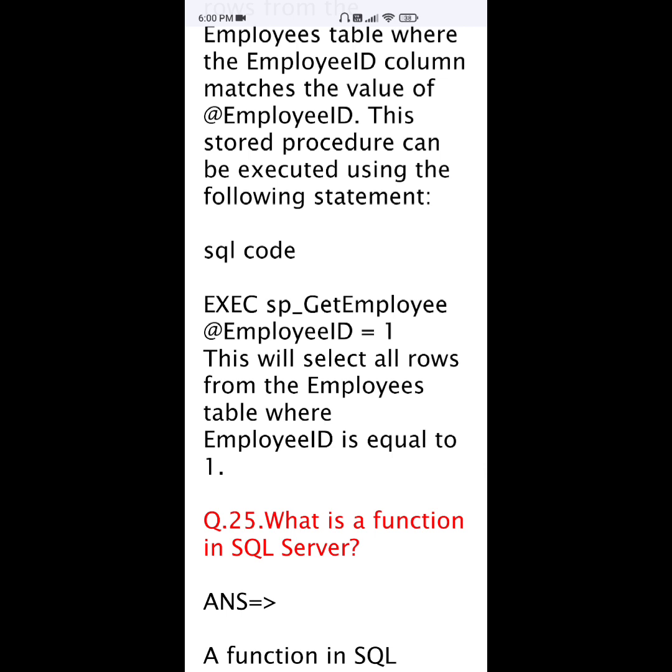Here is the SQL code to execute the stored procedure: EXEC GetEmployee @EmployeeID = 1. This will select all rows from the employees table where EmployeeID is equal to 1.